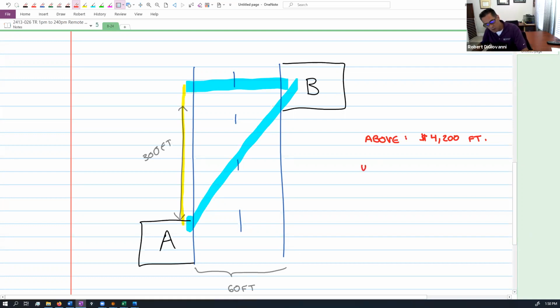Now, if we go underground, it's cheaper. It only costs us $3,300 a foot. Okay. The question now is, how do you run the cable to make it the cheapest way? Okay. To make it the cheapest way.